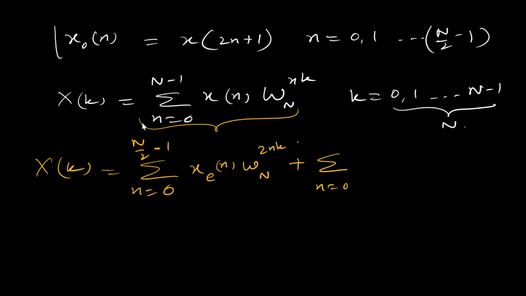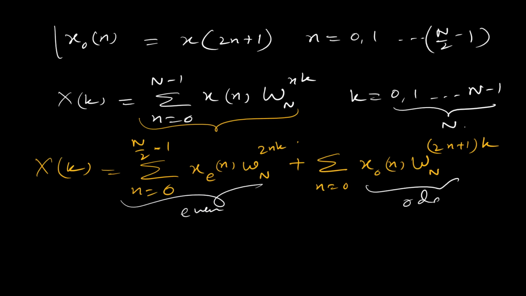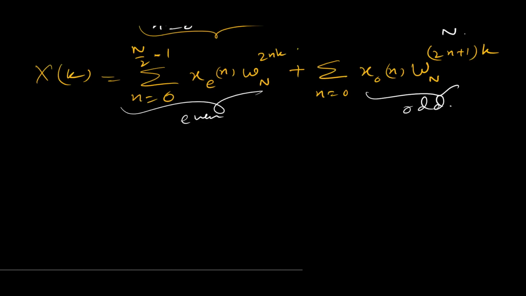Alright, because this is the even part. So for odd, it will become the Twiddle factor to the power (2n+1) multiplied by k. Okay, so this is for the even part and this is for the odd part. Alright, so let us solve this further.